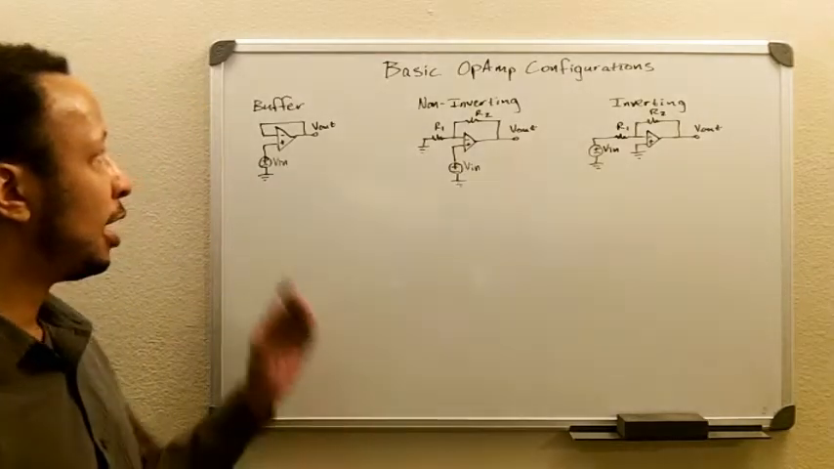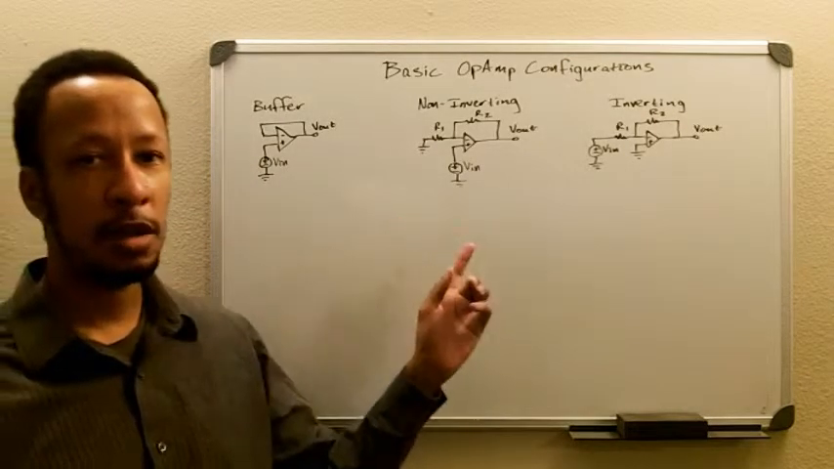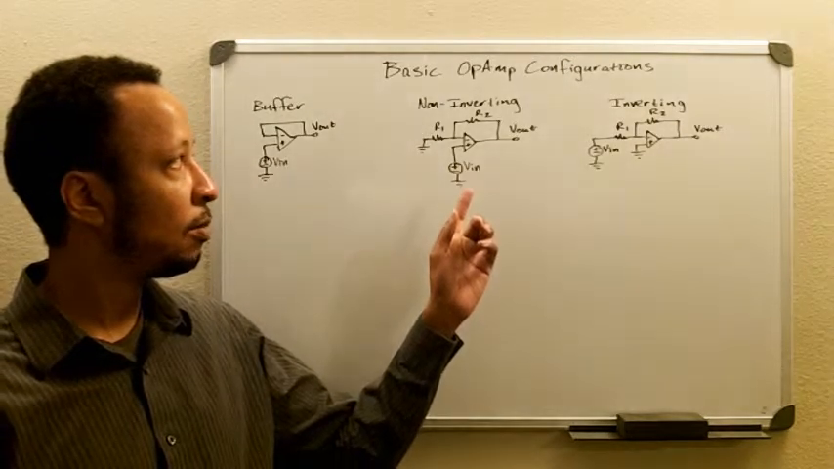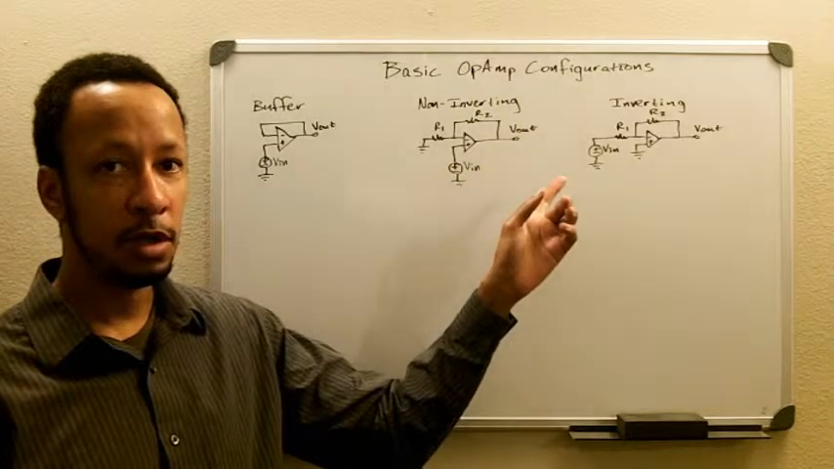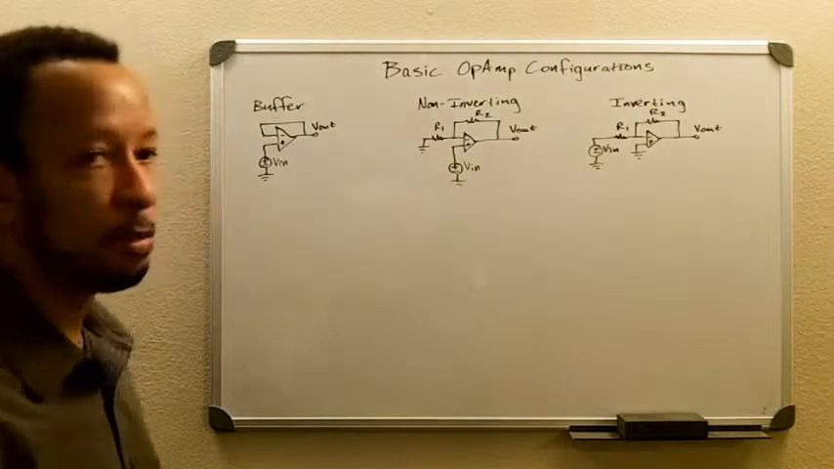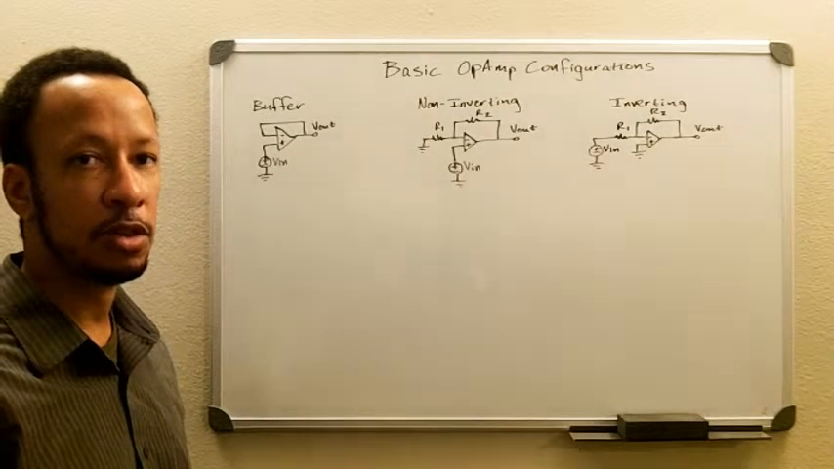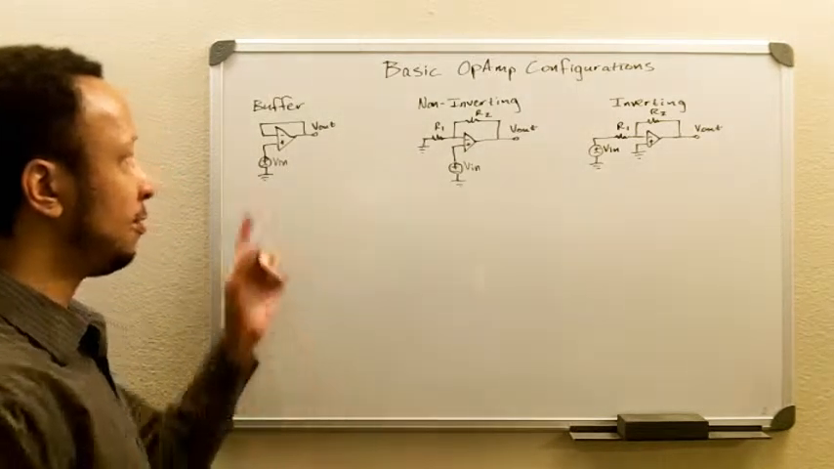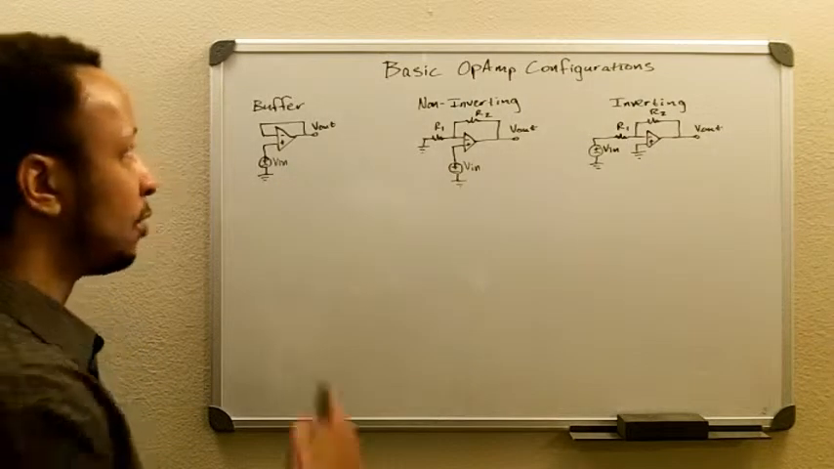We have here an op-amp buffer, a non-inverting op-amp amplifier, and an inverting operational amplifier. So, to derive the expressions that will tell us the relationship functionally between V in and V out, we'll start with our buffer.